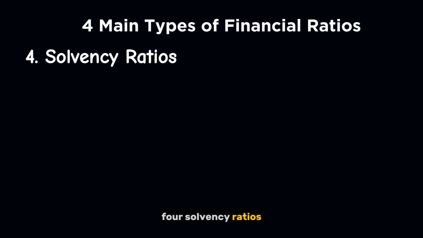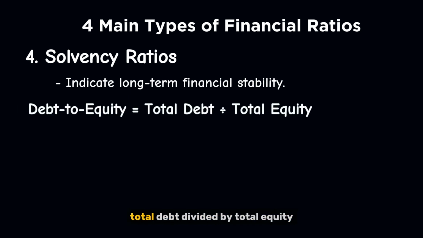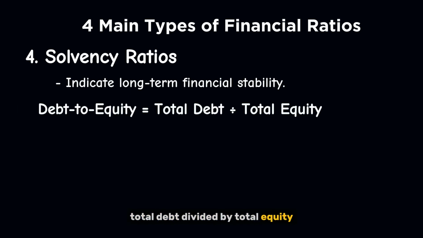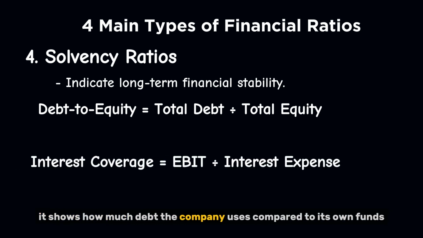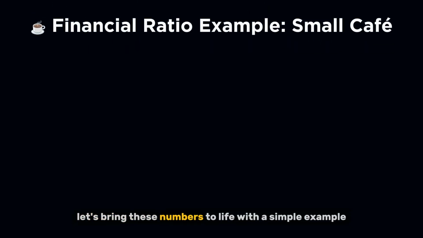4. Solvency ratios. These look at long-term financial health and debt. Debt to equity: total debt divided by total equity. It shows how much debt the company uses compared to its own funds. Interest coverage: EBIT divided by interest expense. Can the business easily cover its loan interest? This ratio tells you. Let's bring these numbers to life with a simple example.